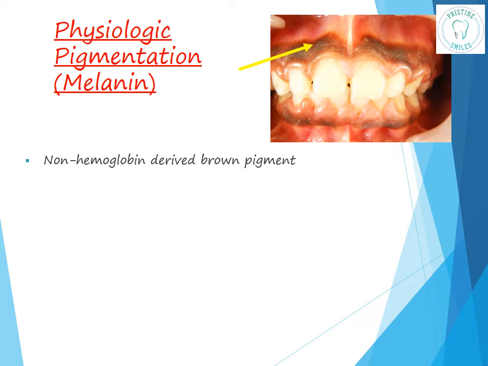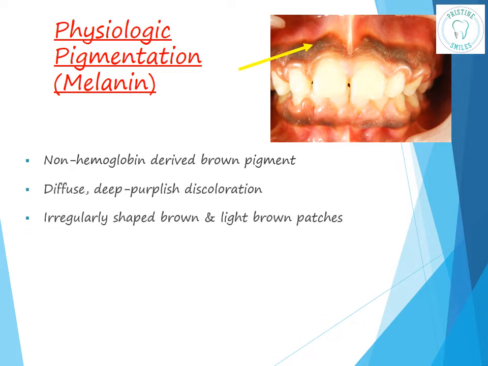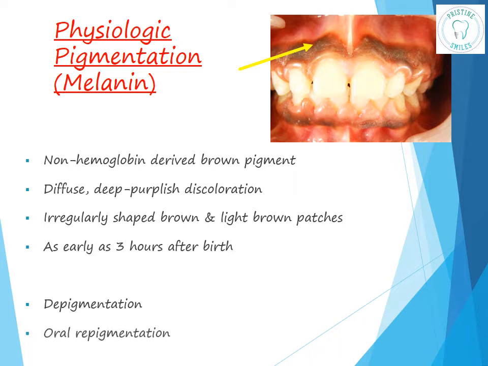Now this pigmentation can be diffuse, deep purplish or irregularly shaped brown patches. They appear as early as 3 hours after birth. Sometimes this pigmentation affects the aesthetics of an individual and the individual may seek treatment for the same. The procedure which is undertaken is called the depigmentation procedure. But this is not permanent. After a certain period of time, the melanin pigment reappears again. This is called oral repigmentation.